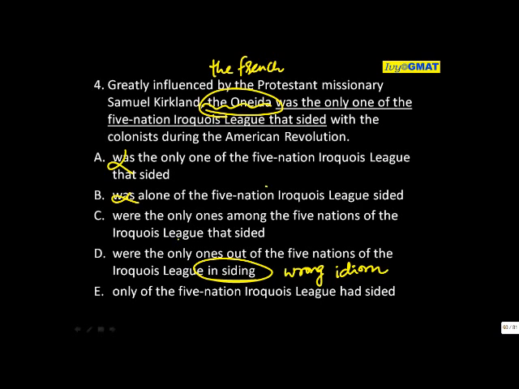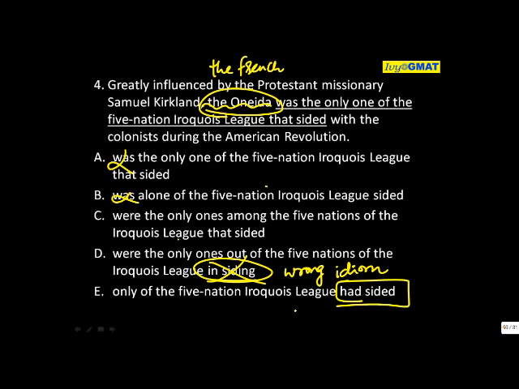Let's say a different sentence: he was the only one to win the match, or he was the only one in winning the match, what would you say? To win the match, right? He was the only one to win the match. So in siding, what should it be in place of in siding? They were the only ones to side or in siding? It should not be in siding, it should be to side. So it's a wrong idiom. And option E says had sided.